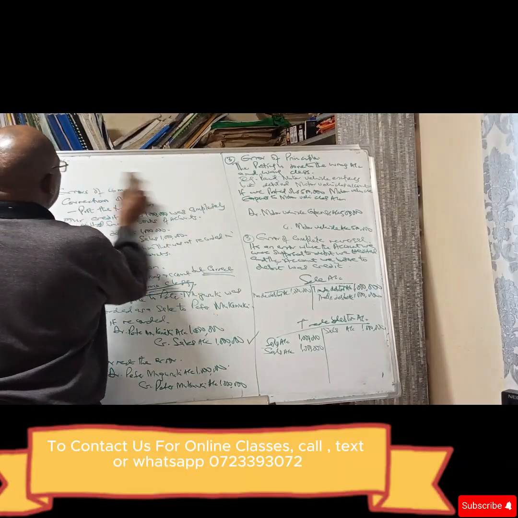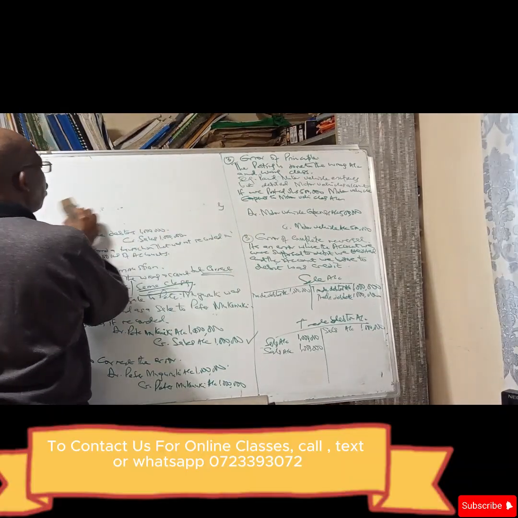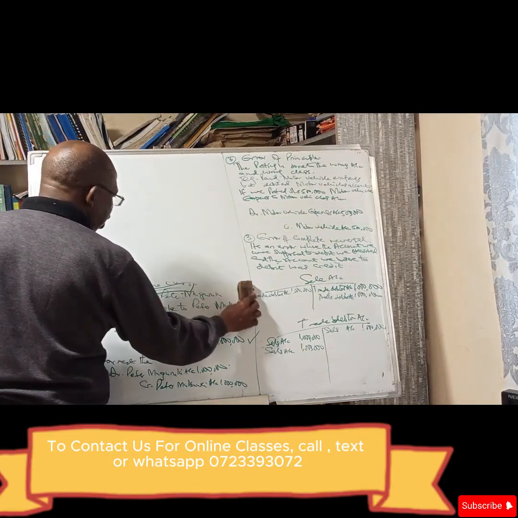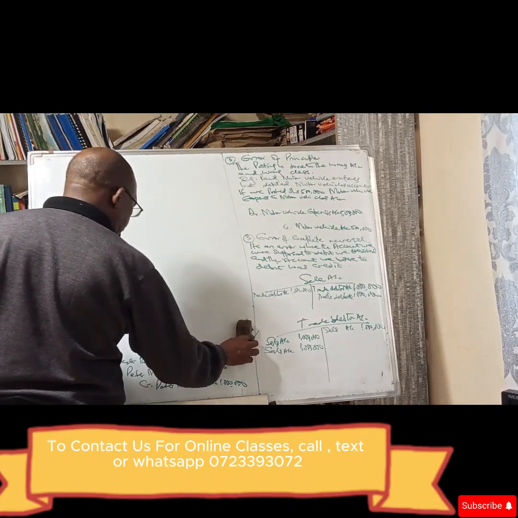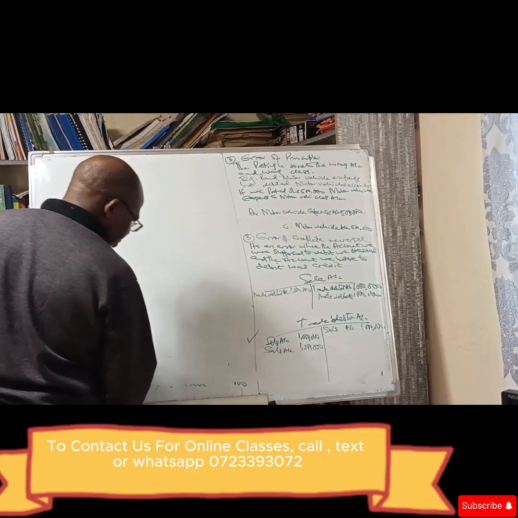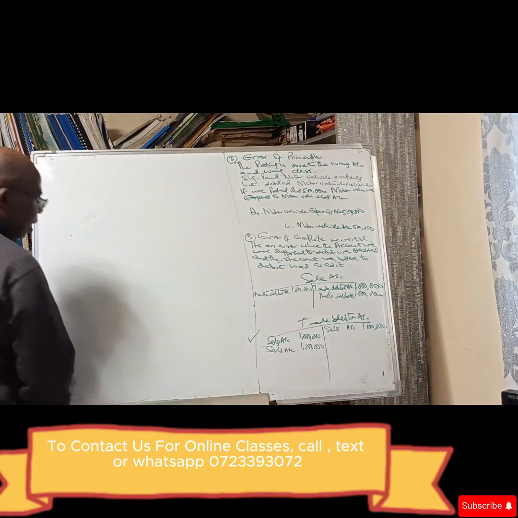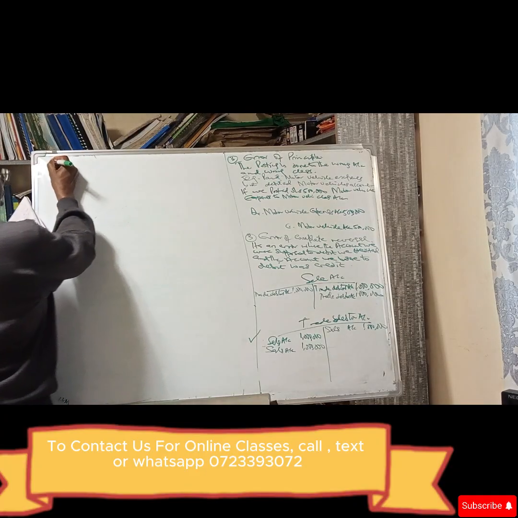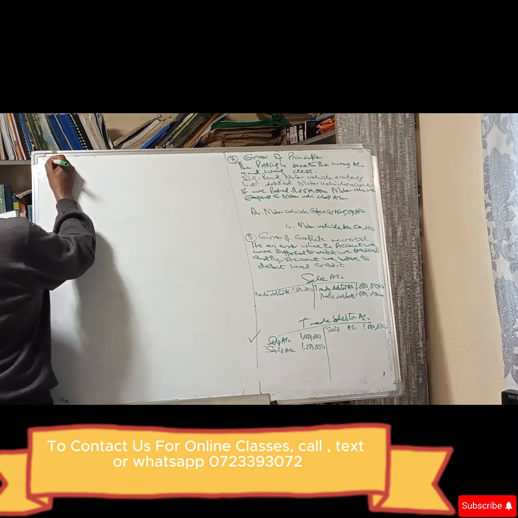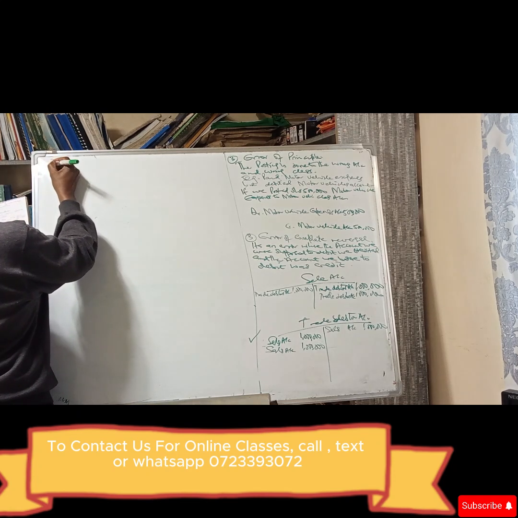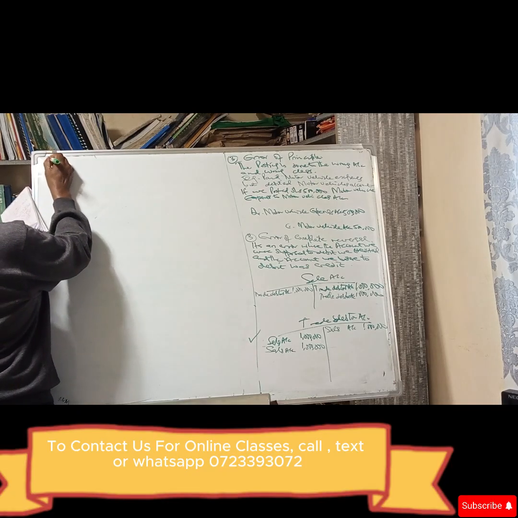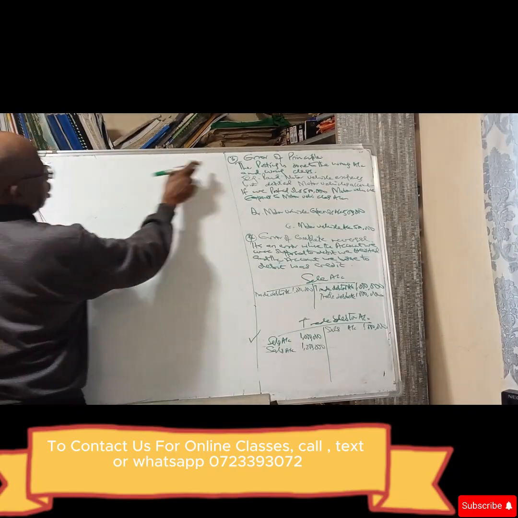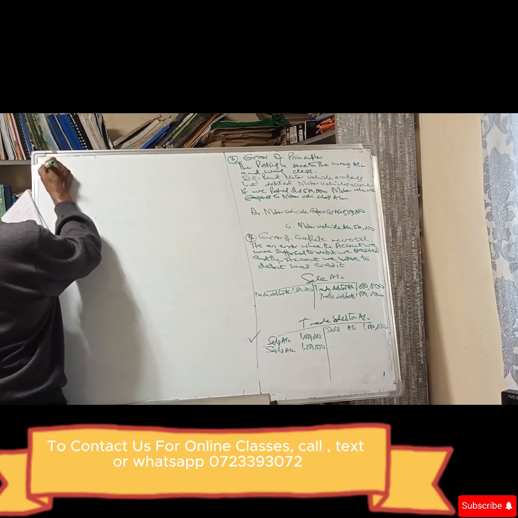Number 4 is something called the error of original entry. Why is it called the error of original entry? Because it is an error whereby the amount you recorded was wrong. Number 4, error of original entry.